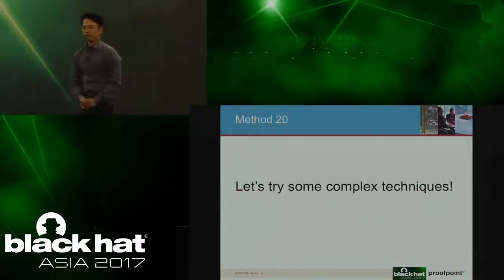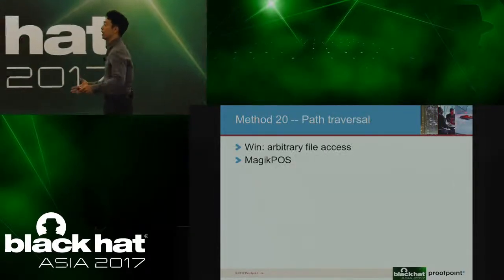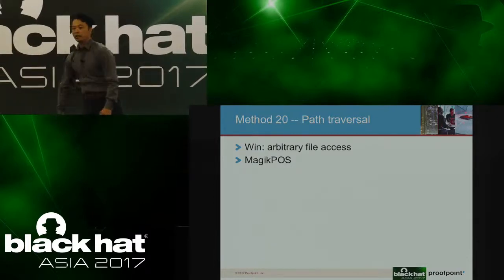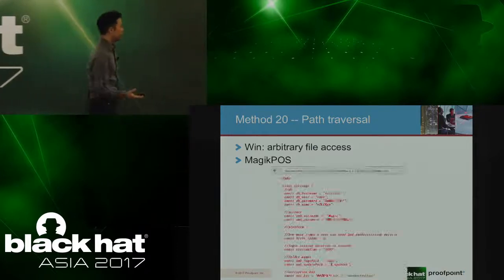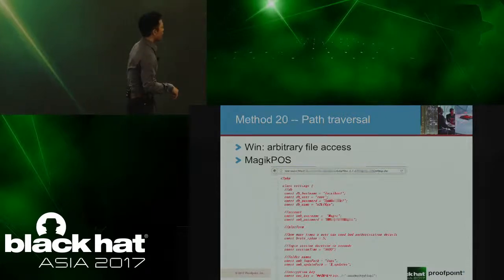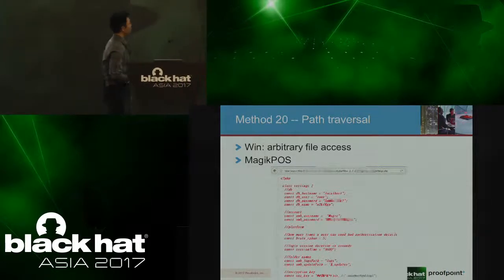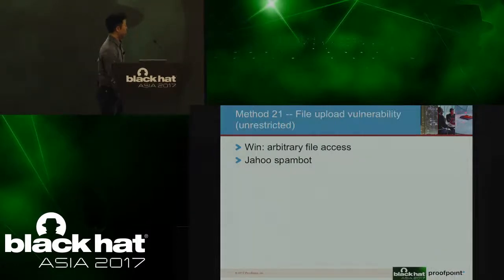Okay, method 20. Some more complicated or complex techniques. Path traversal, Magic Pass. This is a malware that targets point of sale systems. And what they did was their code was vulnerable to arbitrary file upload or path traversal. And so we were able to upload a shell and also get access to their command and control panel.